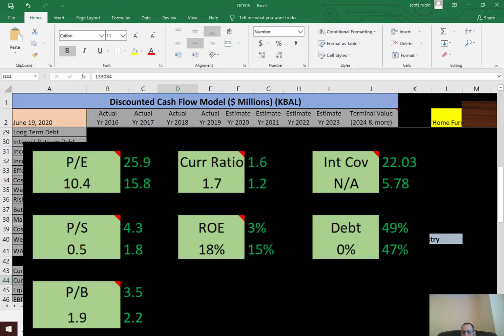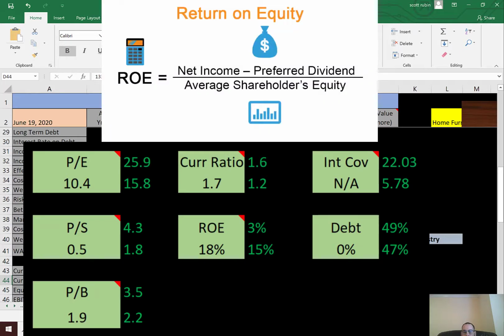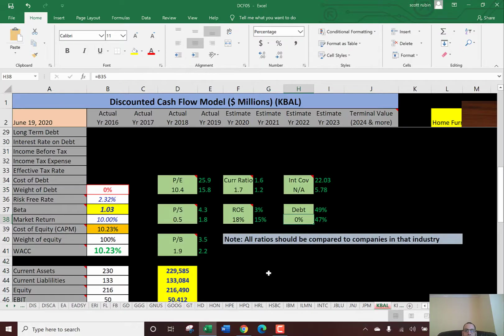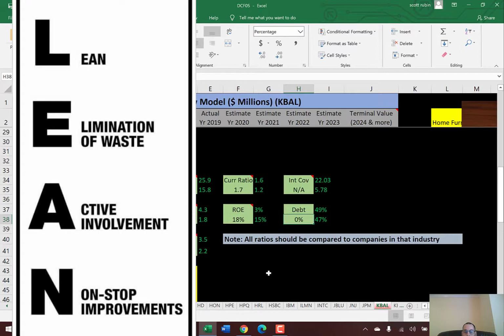They have a pretty good ROE. I like to see 20%. They're close to 20%. The median ROE for the market is 15%. And they don't have any interest, so they have nothing to cover and no debt. So it looks like a pretty lean company. And I think it seems like a good investment if you think the company will grow in the future.